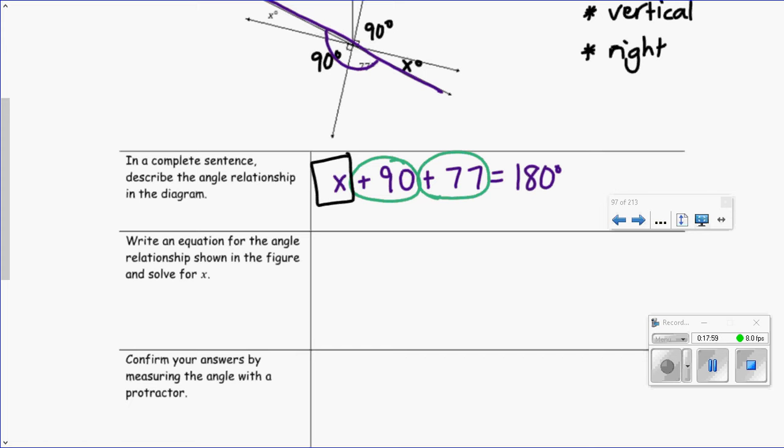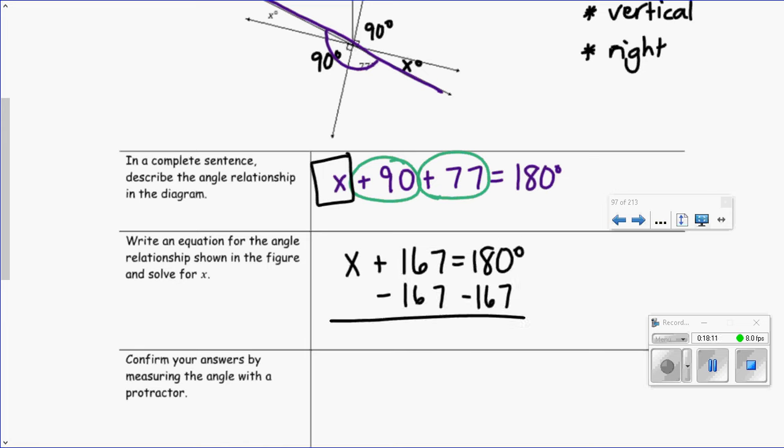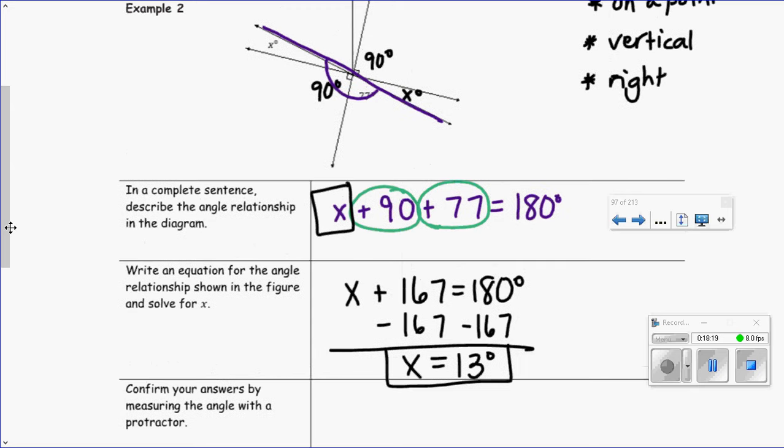Okay, and then when I combine those, I get 167. So x plus 167 equals 180. And then I can subtract 167 from both sides. And x is just a tiny little 13 degrees. Okay, and you can plug that in here. You can write it in here.